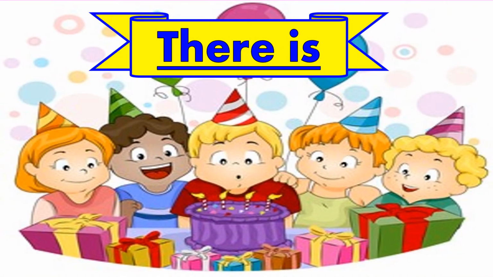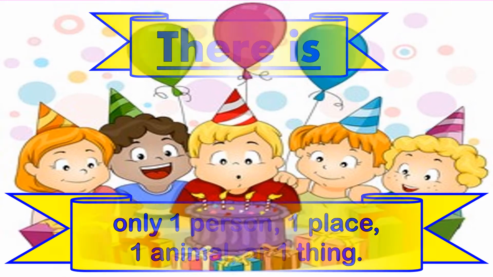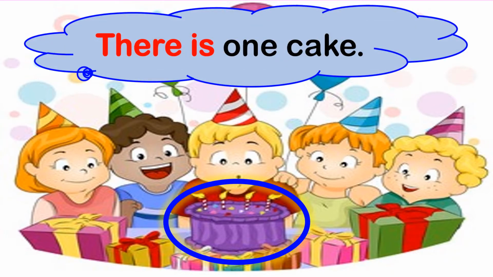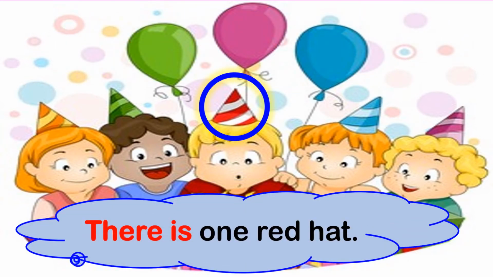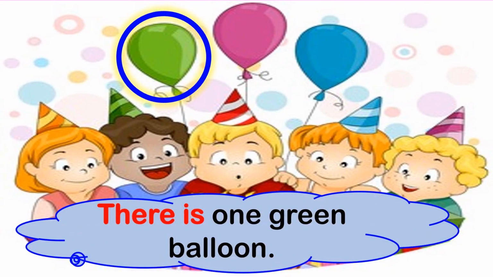We use there is with singular nouns, which means only one person, one place, one animal, or thing. For example, there is one cake. There is one red hat. There is one green balloon.